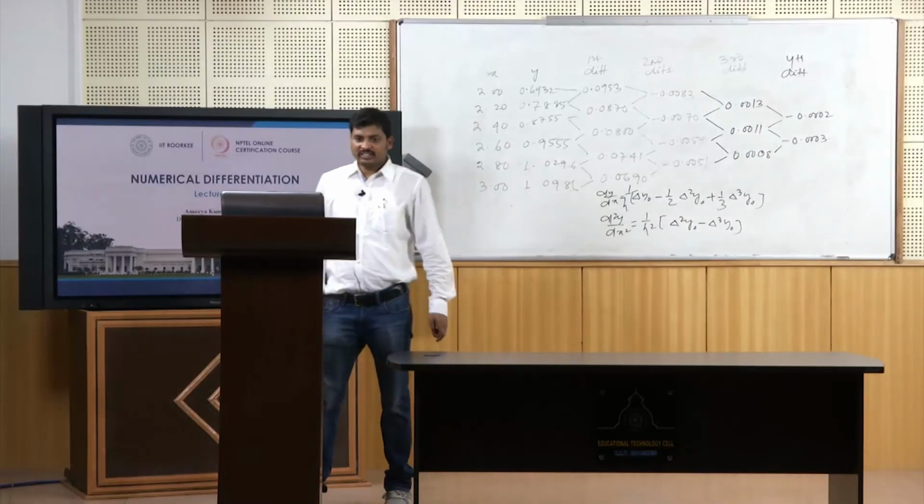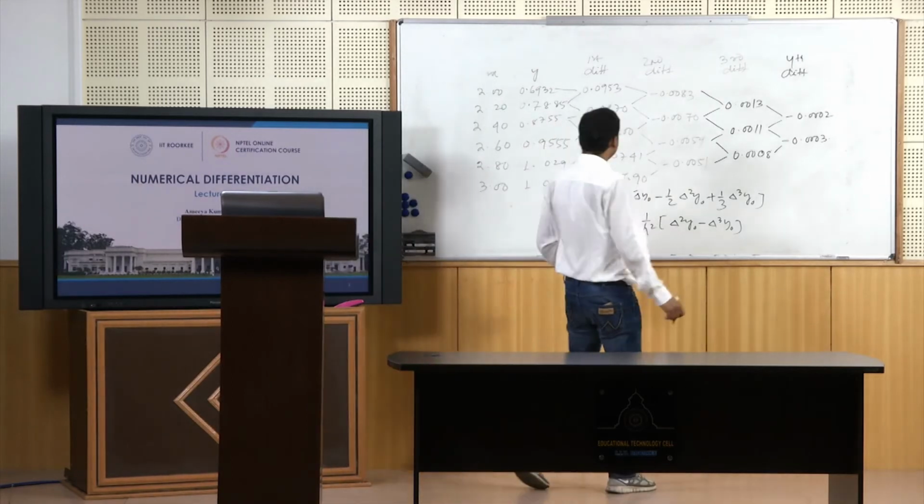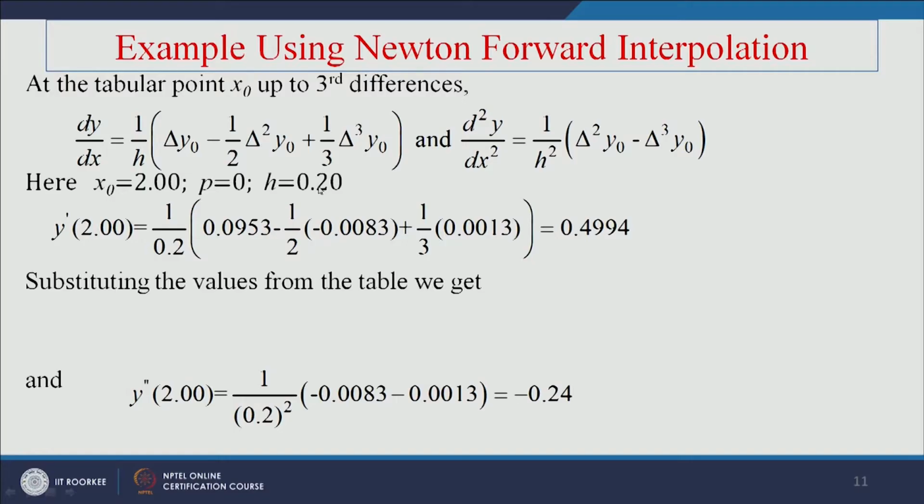So, if you put these tabular values for x0 equals 2.0 here, then we can obtain this first difference term. With x0 equals 2.00, h equals 0.20 also. So that is why y dash at 2.00 can be written as 1 by 0.2 into the first differentiation value, that is 0.0953 minus half into minus 0.0083 plus 1 by 3 into 0.0013, which equals 0.4994 here.